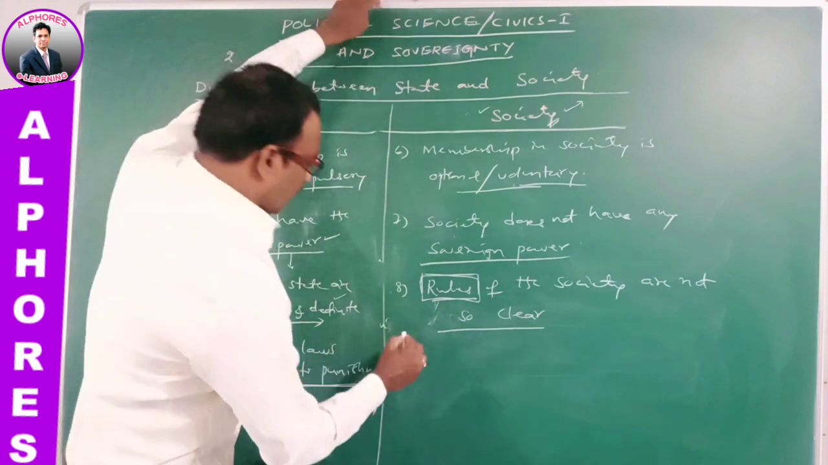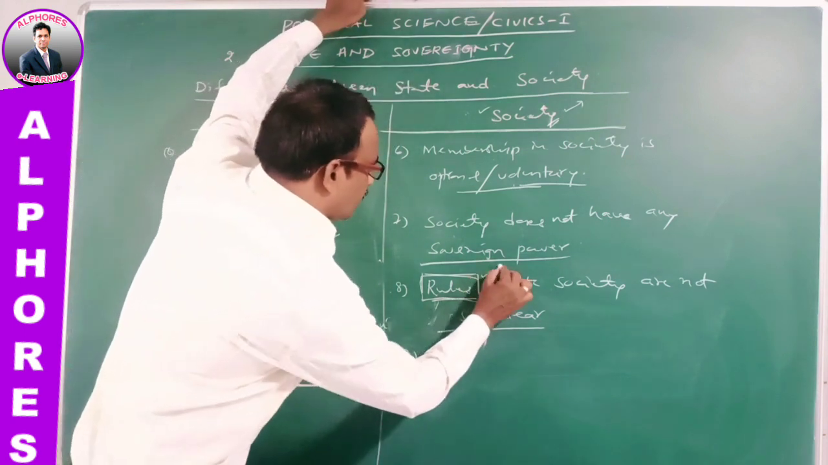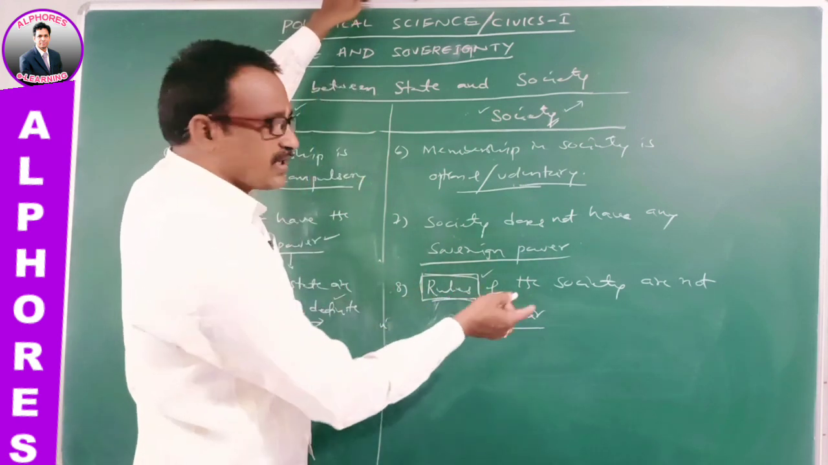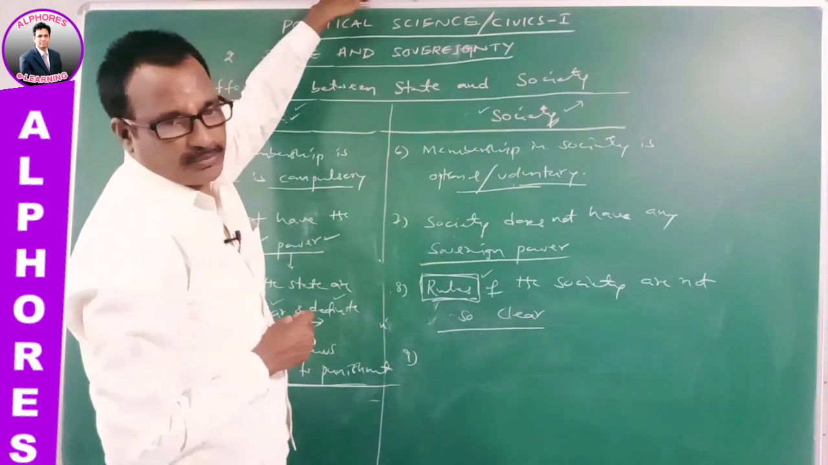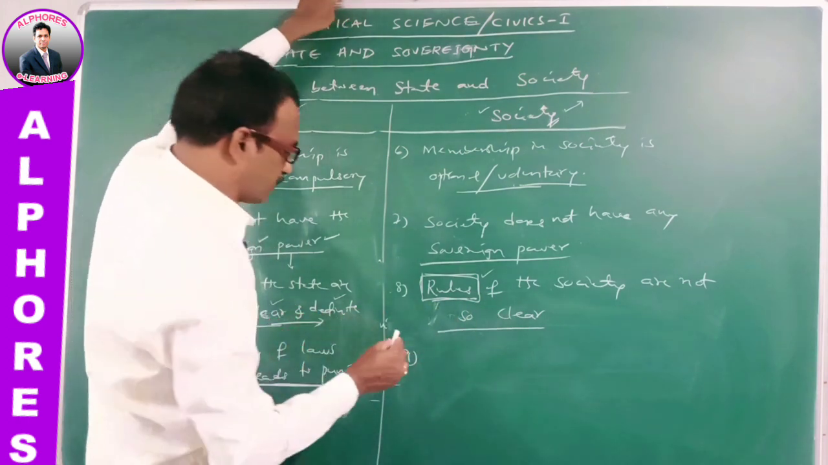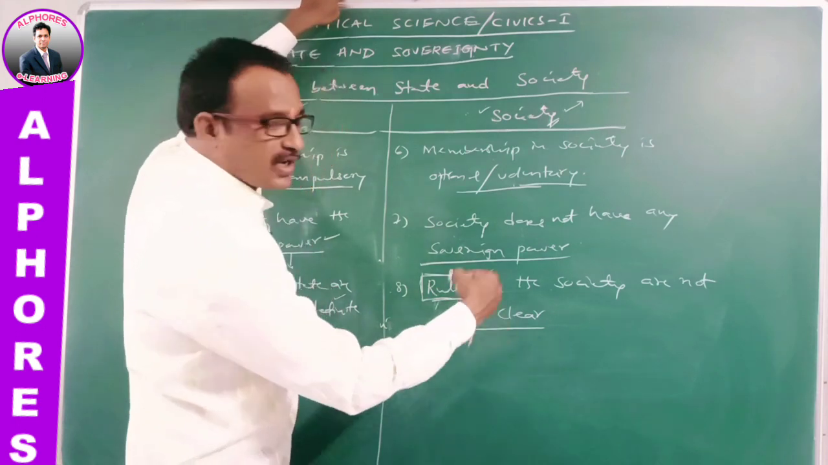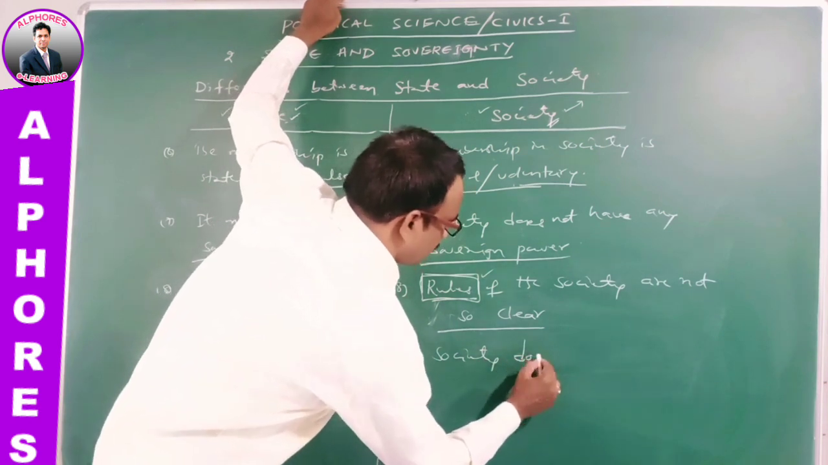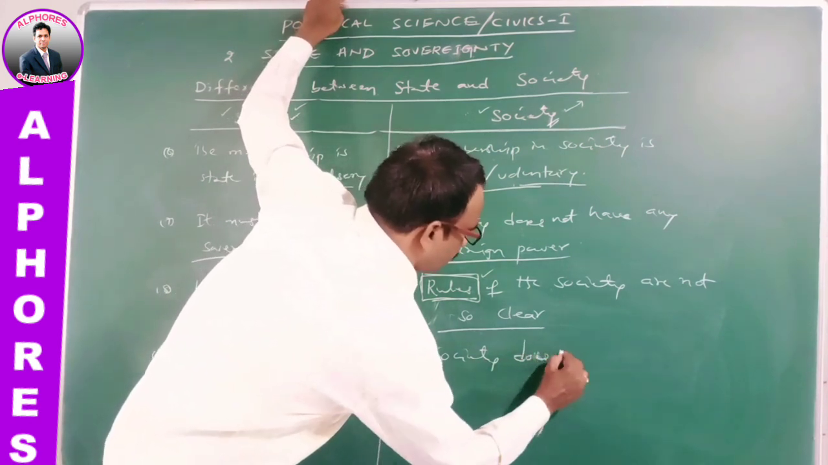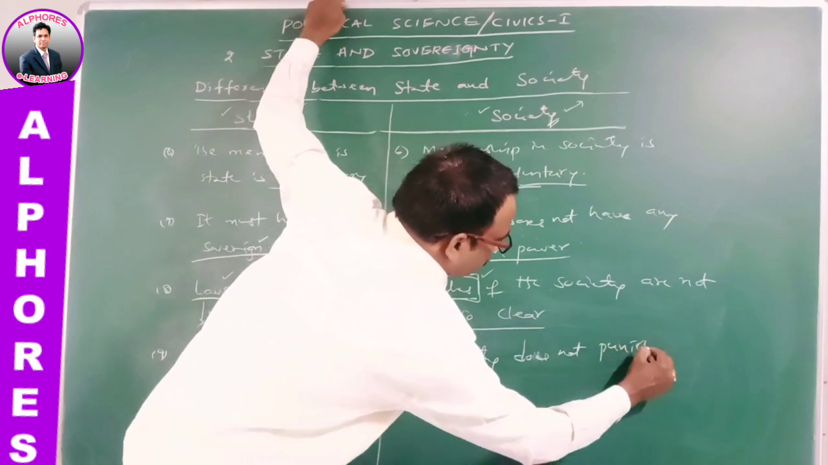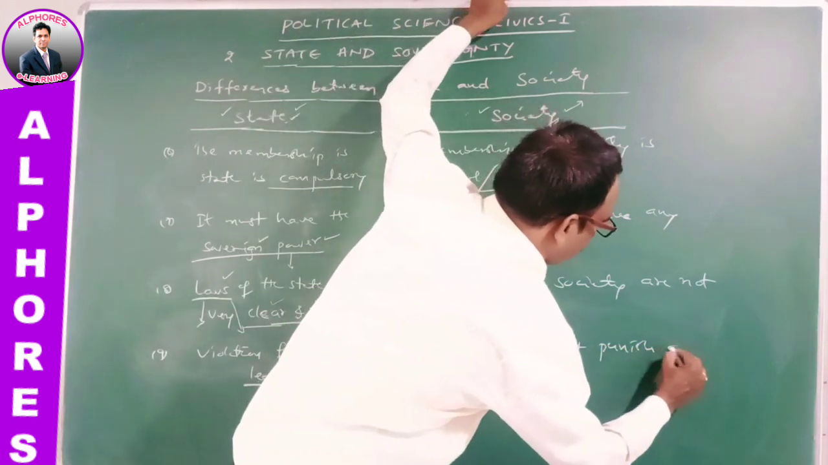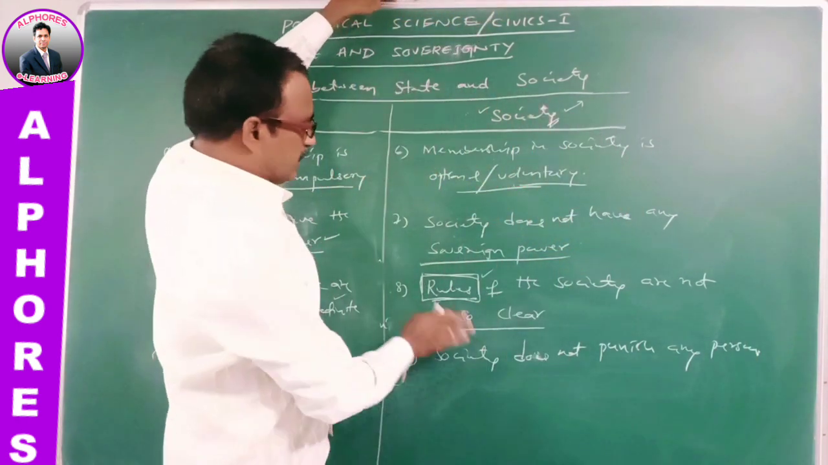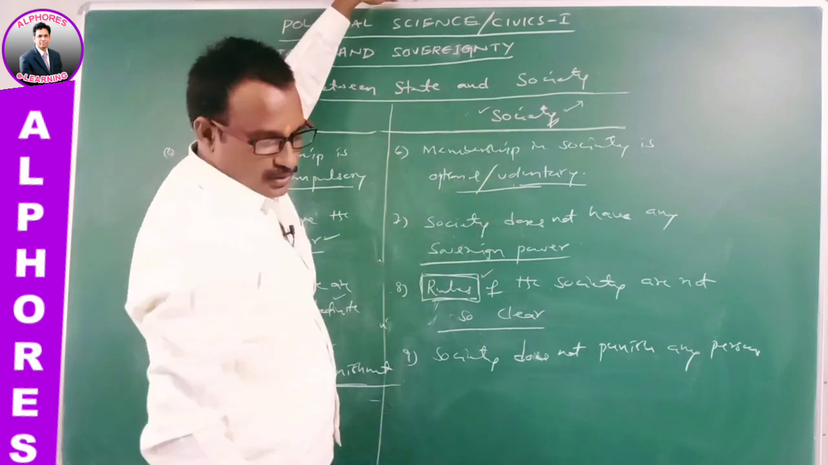Whereas in society, if anybody violates the rules, its rules are customs and traditions. If anybody violates the customs and traditions, they will be boycotted from the society. That is called a social boycott. But it does not give any legal punishment. So society does not punish any person if they violate the rules of the society.